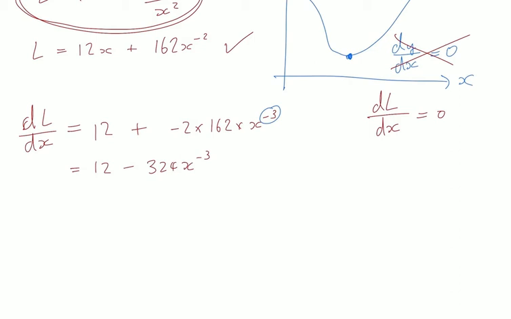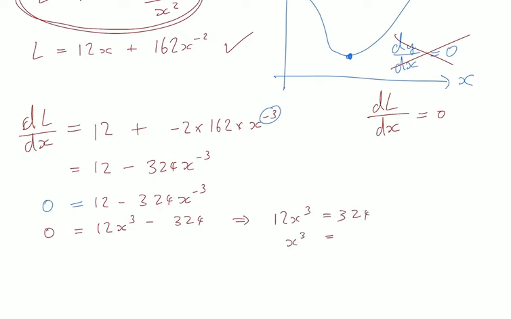And remember, we want to find the turning point. So this is where dL by dx equals 0. So I'm going to set all of this stuff to be 0. 0 equals 12 minus 324x to the minus 3. I'm going to multiply everything by x cubed. So 0 equals 12x cubed minus 324. 12x cubed equals 324. And x cubed equals, we'll divide both sides by 12, 27.